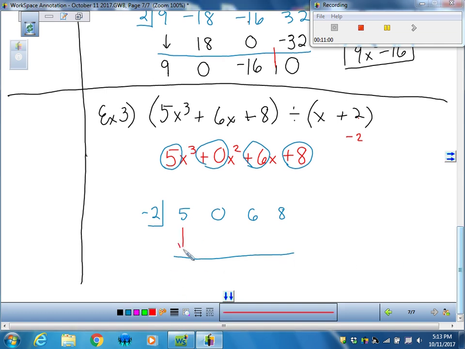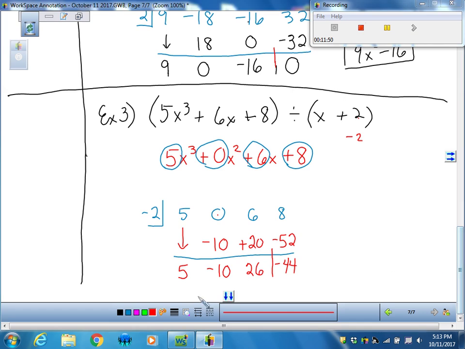Bring down the first term. So write down your 5. 5 times a -2 is a -10. Add these two numbers together. 0 plus a -10 is -10. Multiply. -10 times -2 is a +20. Add these two numbers together. 20 plus 6 is 26. And multiply. 26 times a -2, we get -52. Add these last two numbers together. -52 and 8 would give me -44.